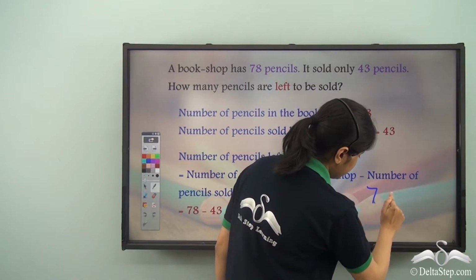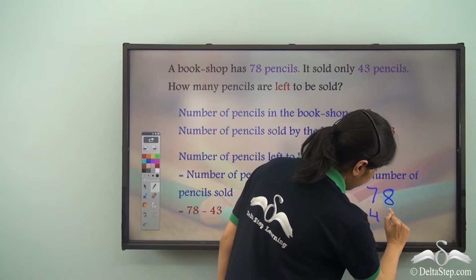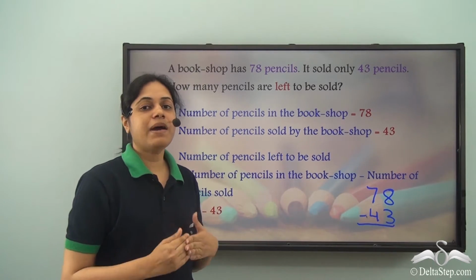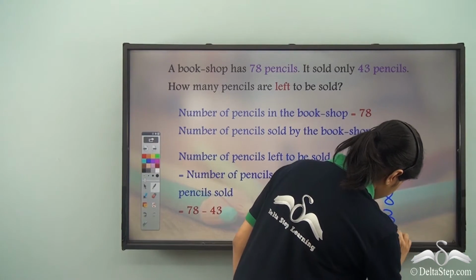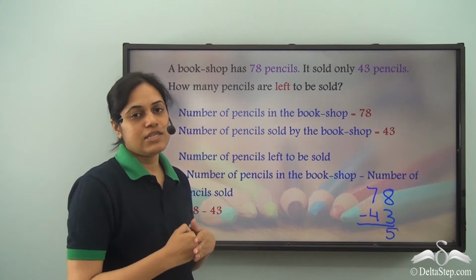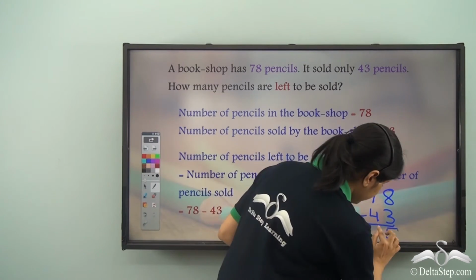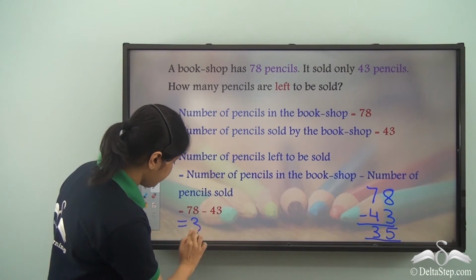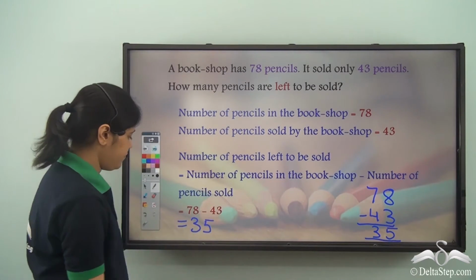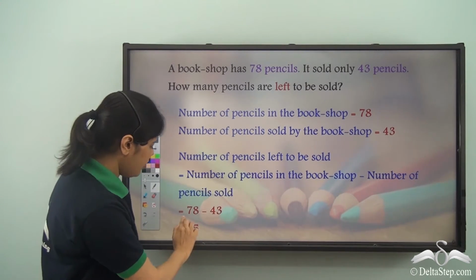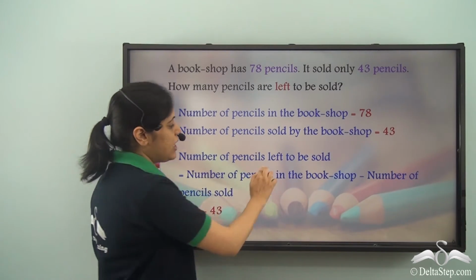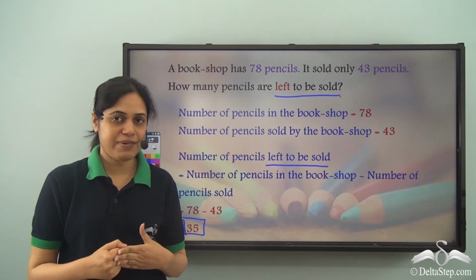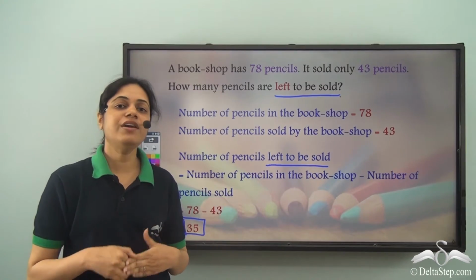Let's subtract 78 minus 43. What is 8 minus 3? 8 minus 3 is 5. And what is 7 minus 4? 7 minus 4 is 3. So we get the answer as 35. So there are 35 pencils left to be sold. So the bookshop still has 35 pencils which it can sell or which are left to be sold.